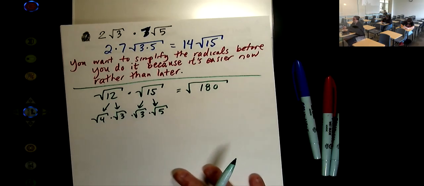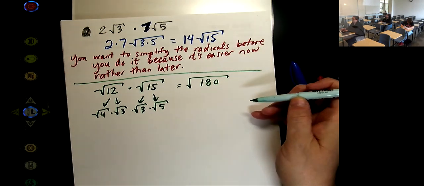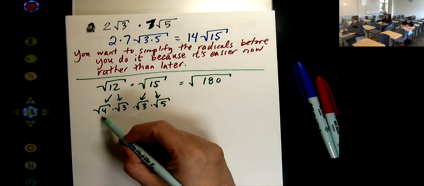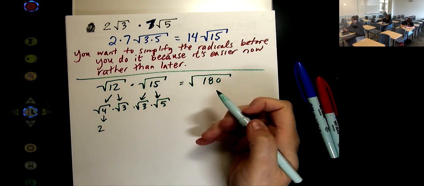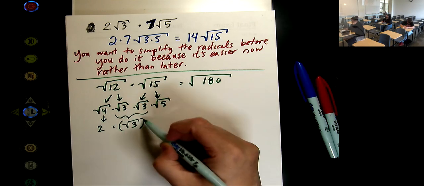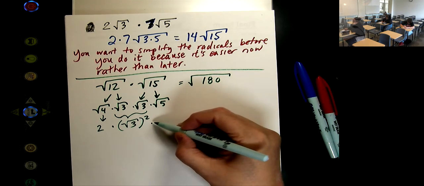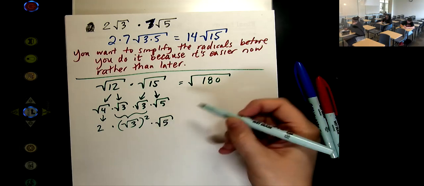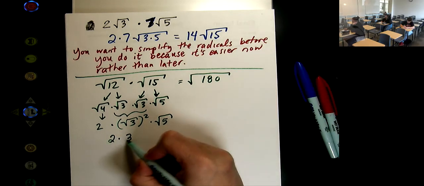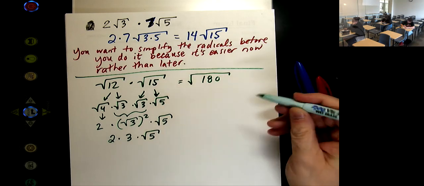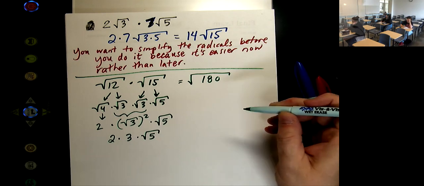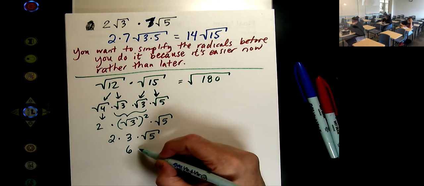You don't have to factor first, but it's a lot easier. So I have the square root of 4, which is 2, right? Here I have the square root of 3, but I got 2 of them, so the square root of 3 squared, which is pretty convenient, because the square root and the square wipe themselves out. And I'm left with 2 times 3 times the square root of 5, which means this ends up being 6 square root of 5.